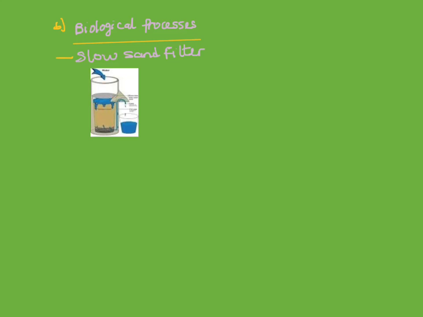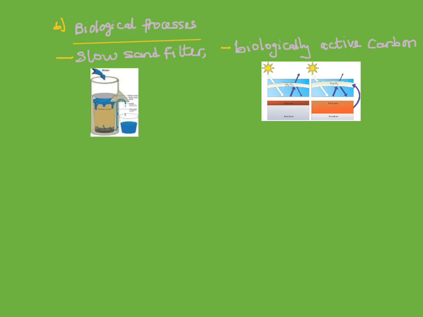We also have biological processes such as slow sand filter, where we make use of sand to filter the contaminated water. We can also have biological active carbon, where the activated carbon is a material prepared in such a way that it can remove a certain number of organic materials from the wastewater.